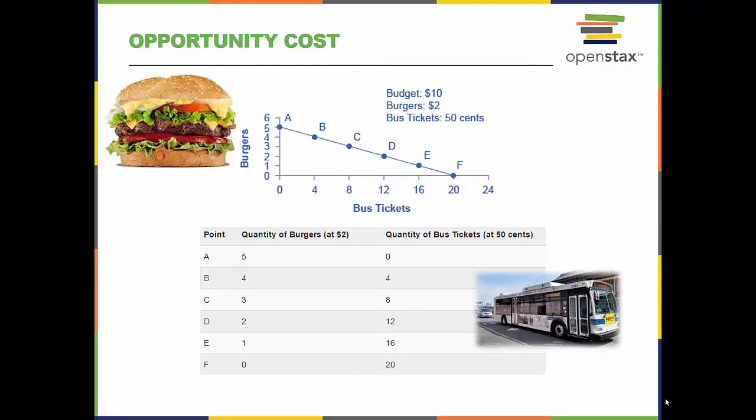You have a budget of $10 to spend on either burgers or bus tickets. Each burger costs $2 and each bus ticket costs 50 cents. How many of each could you buy with your $10 budget?